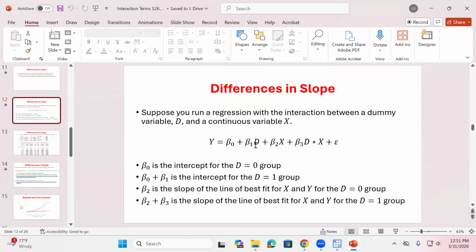So the marginal effect, or that line of best fit, when that dummy variable is equal to 1, for that group, a 1 unit change in our continuous variable would actually increase the predicted y by beta 2 plus beta 3. Okay? So what we were doing with this interaction term is we're allowing the marginal effect of the continuous variable to be different for these two groups.